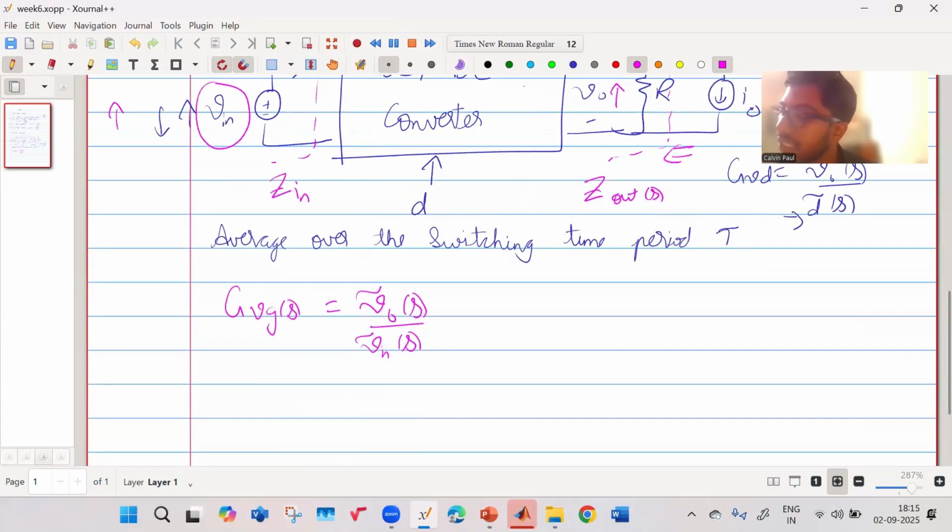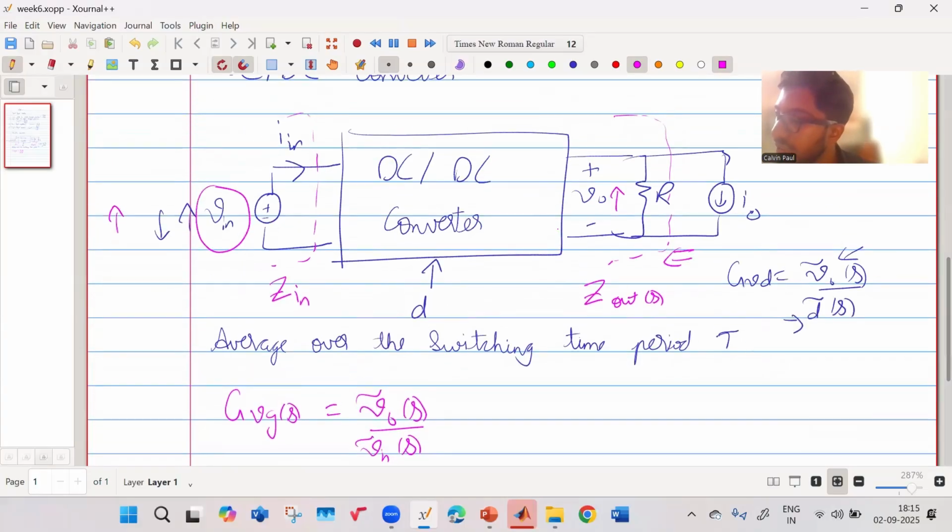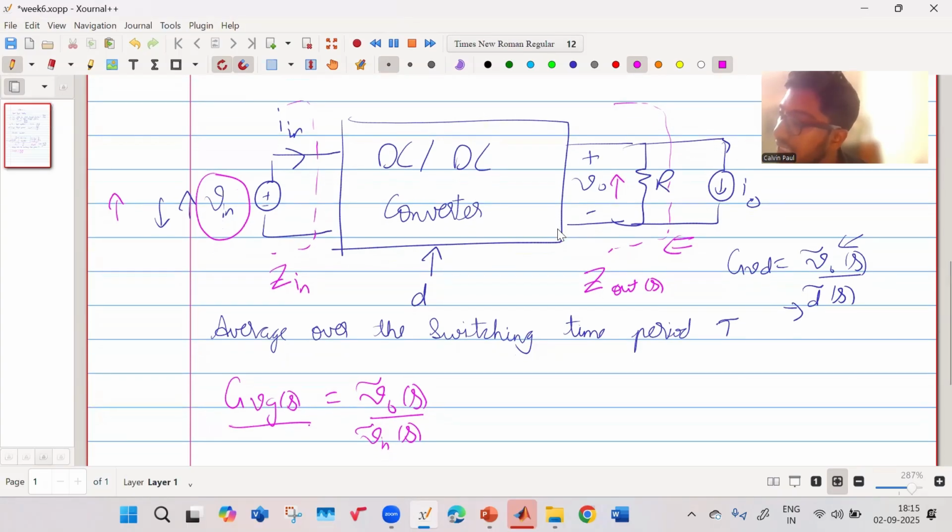So when you're determining, let us say, GVG of S, GVG of S is what? Changes in output when there's a change in input. When you do this, you have to assume your converter is operating in steady state for all other variables. That is, your D tilde is 0 and I output tilde is 0. That is, your I output is fixed, your D is fixed. So those changes are made 0. So you're individually seeing the effect of your input voltage. You're individually trying to assess what is the effect of the change in input voltage fluctuations on your output voltage.